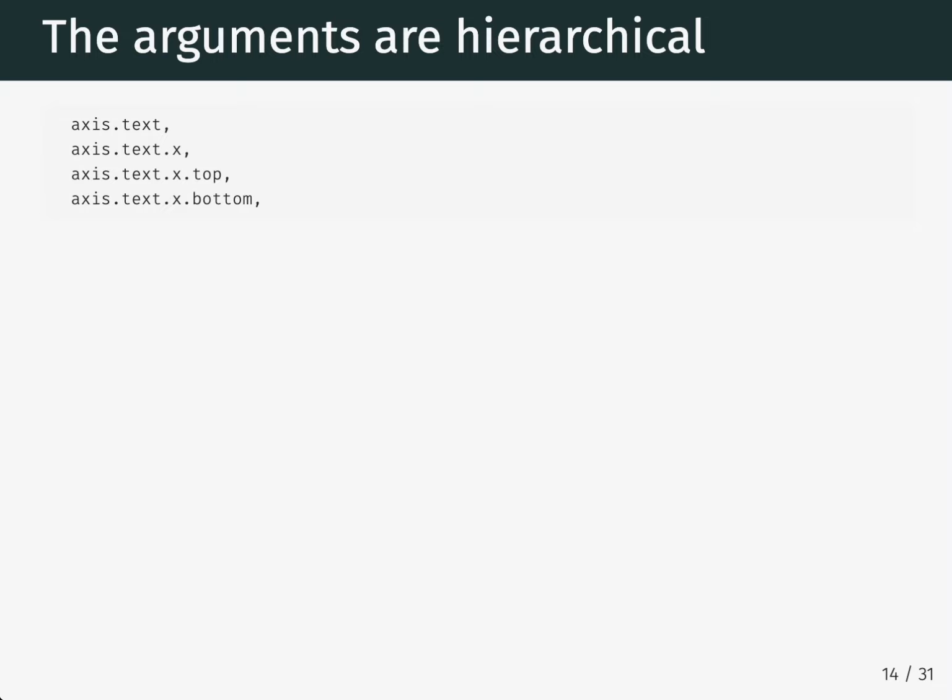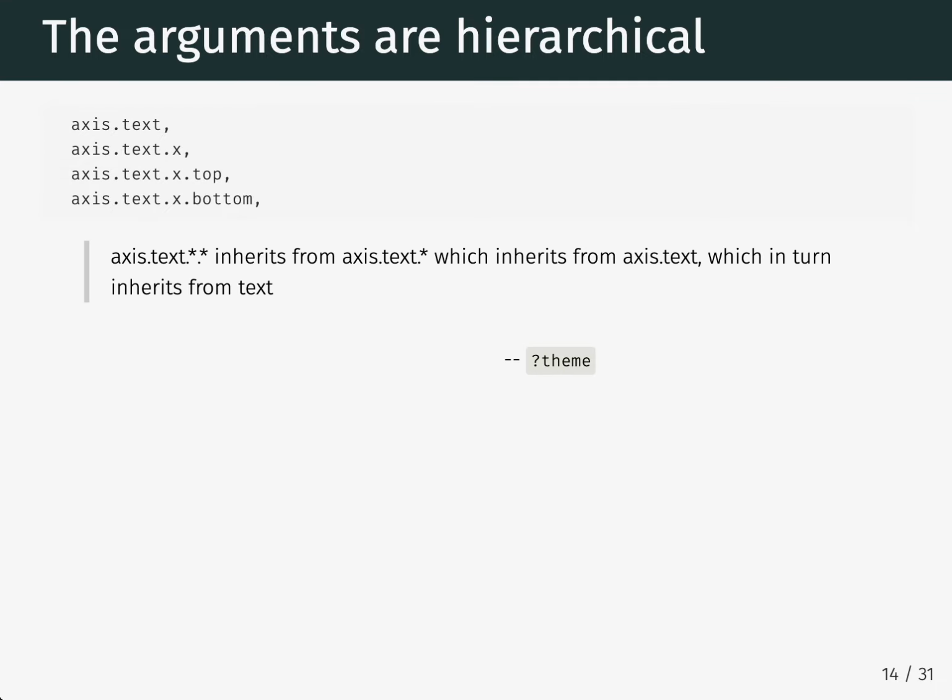One thing I love about ggplot arguments is that these are hierarchical. This means that axis.text.x inherits from axis.text, which inherits from text. So if I was to just change axis.text, everything below it in that hierarchy would also be changed.